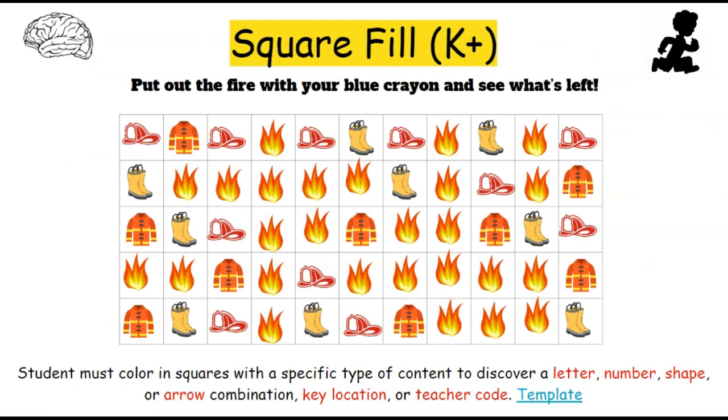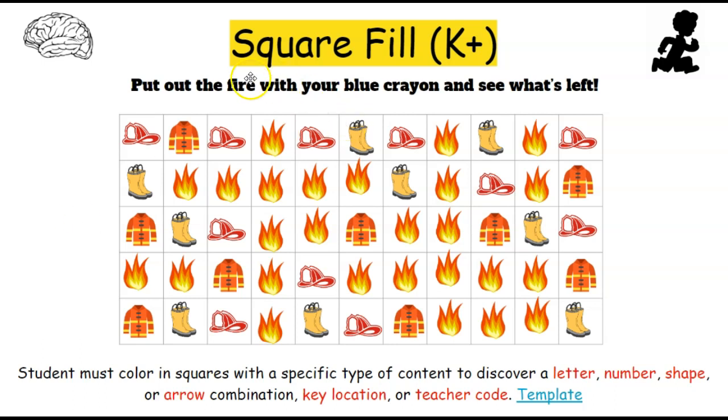Square fill puzzles are appropriate for kindergarten and above. They're considered kinetic because you're going to need to be using a pencil or a crayon. Students must color in squares with a specific type of content to discover a letter, number, shape, or arrow combination, key location, or teacher code.